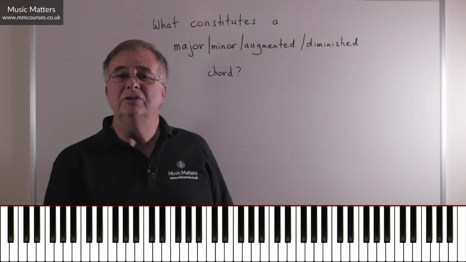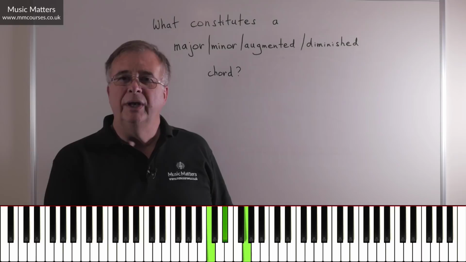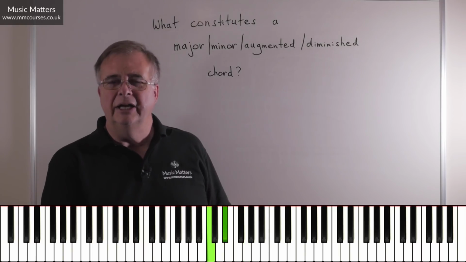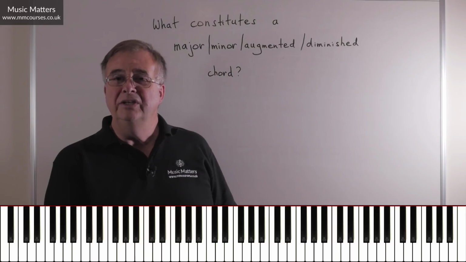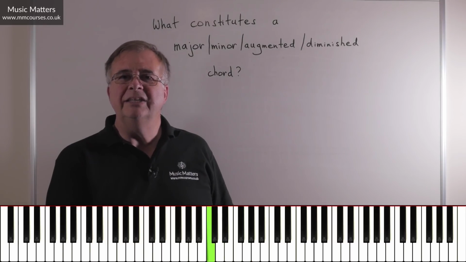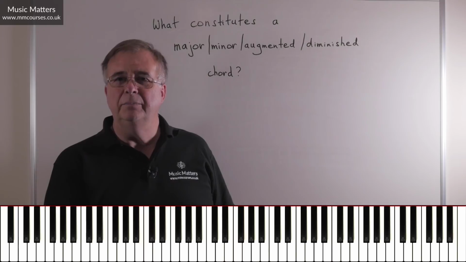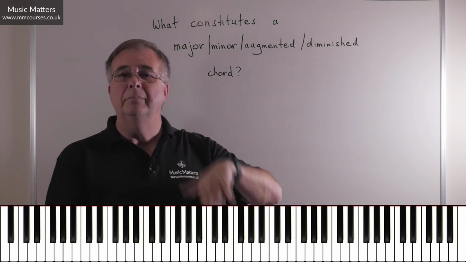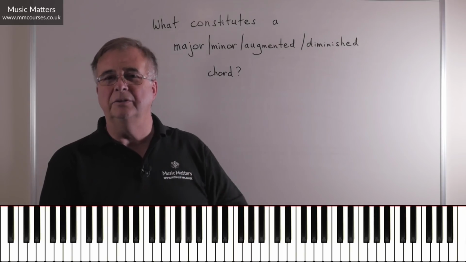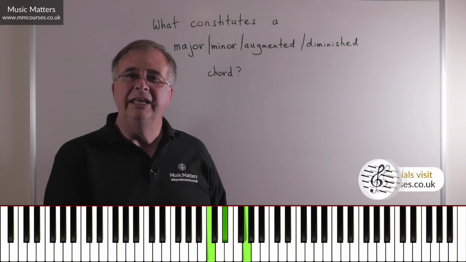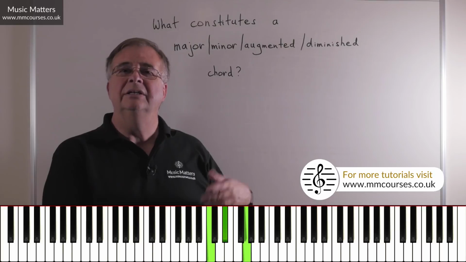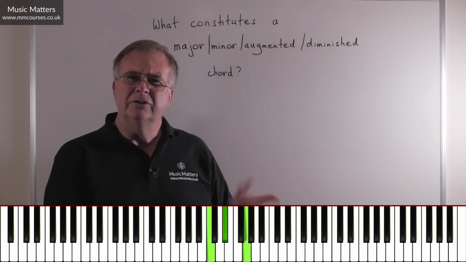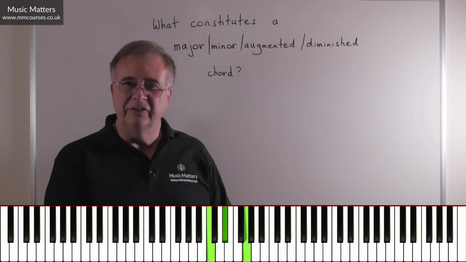So what constitutes a minor triad? Well, I've got C at the bottom and I've got E flat this time and G. What you need above the root, the bottom note, is a minor third and a perfect fifth. So in a major chord you had a major third and a perfect fifth, but in a minor chord you have a minor third and a perfect fifth. C to E flat is a minor third, C to G is a perfect fifth, just as it was before. If you're not too happy about these intervals, think in semitones.